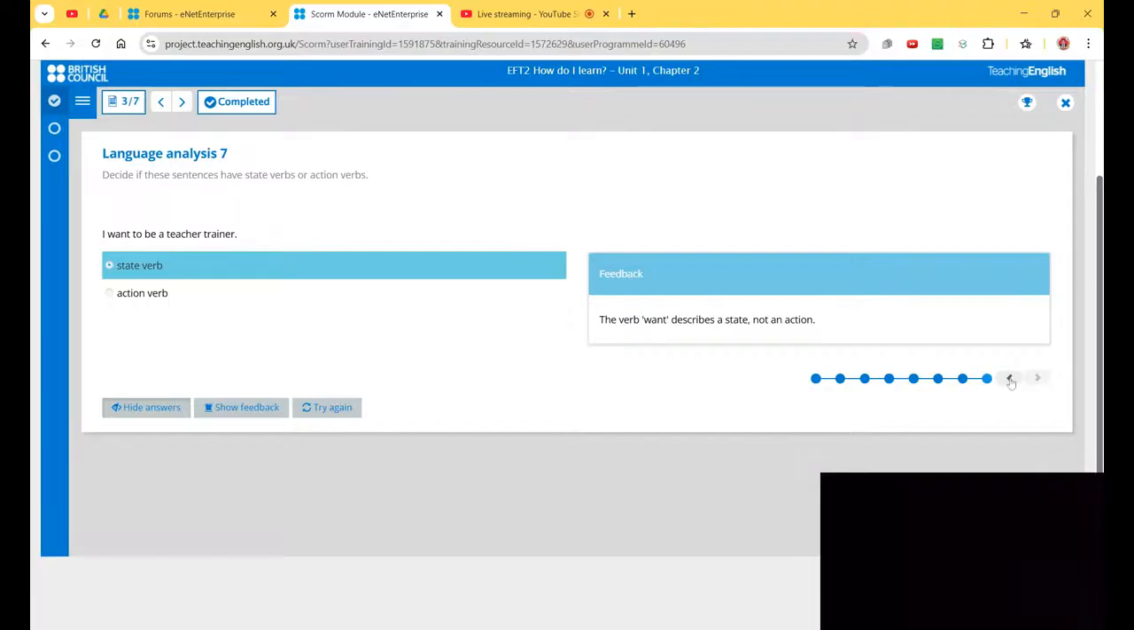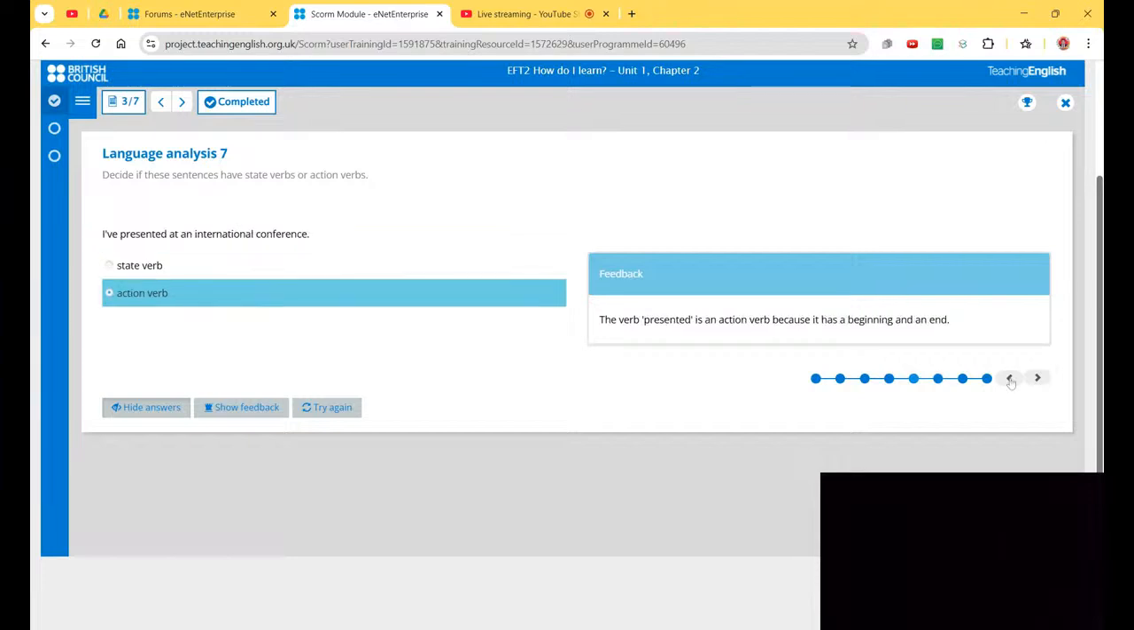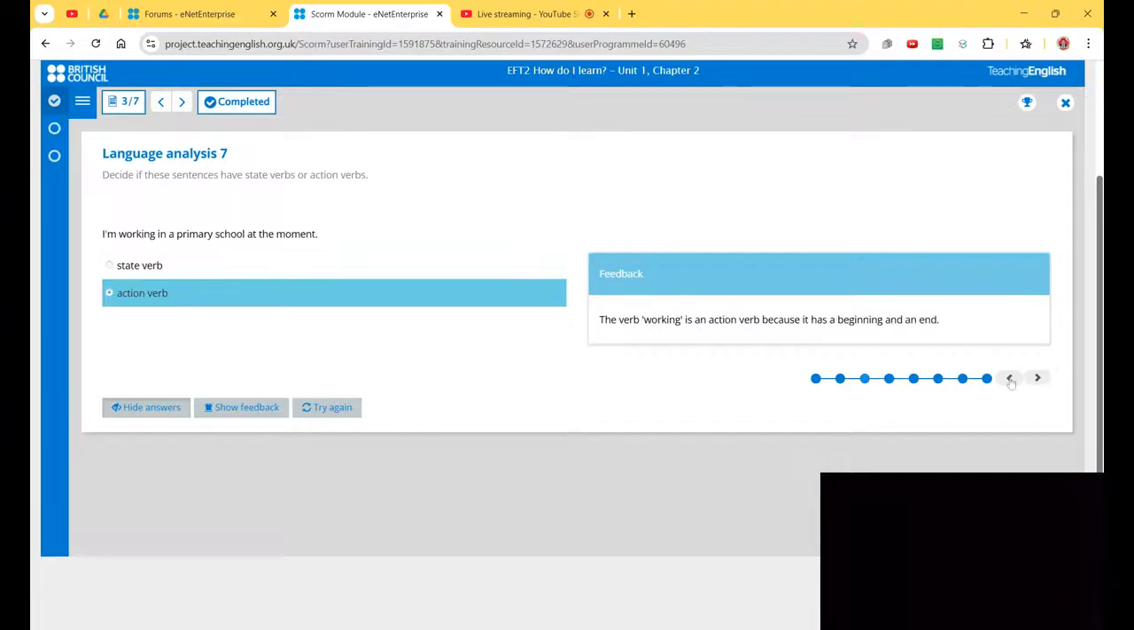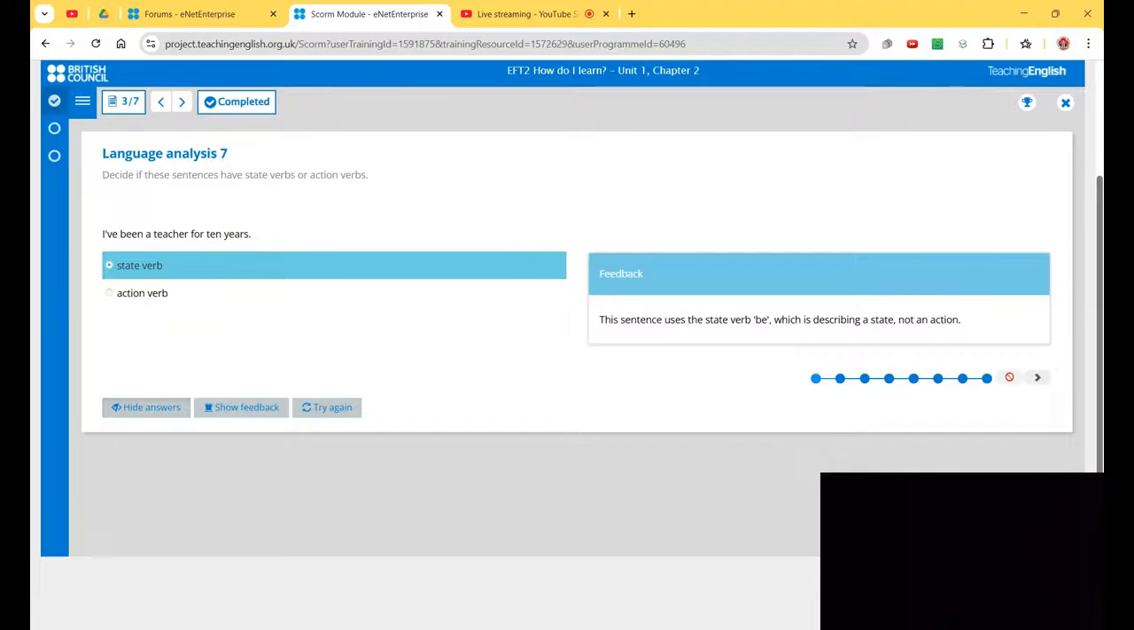Okay, I want to be a teacher trainer. One is a state, not an action. I'm good with computers, state. I've got a degree in education. Have got is a state. I presented, action verb. I prefer teaching primary to secondary. I'm working, action verb. I've been a teacher, state verb. Okay, nice. Try again.